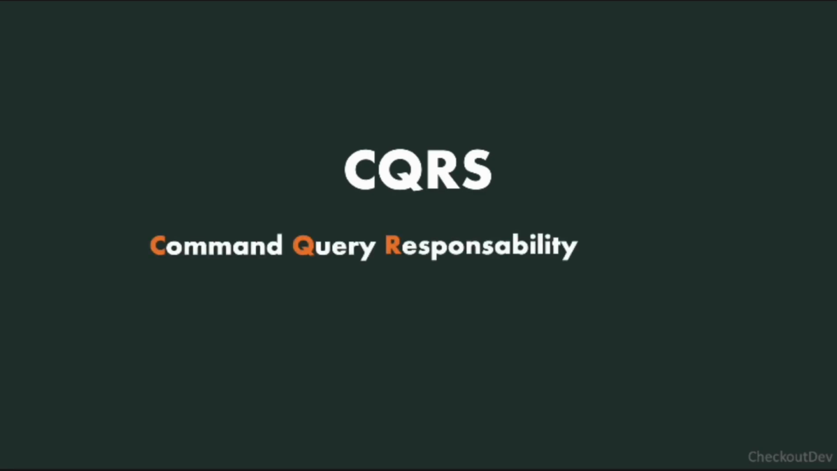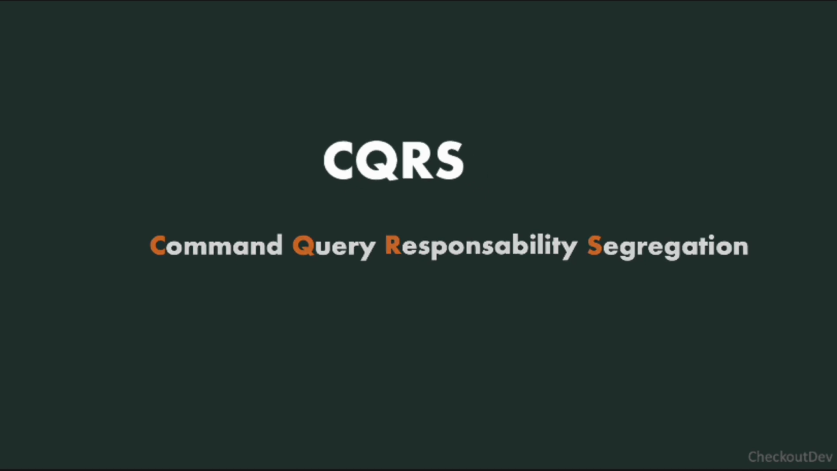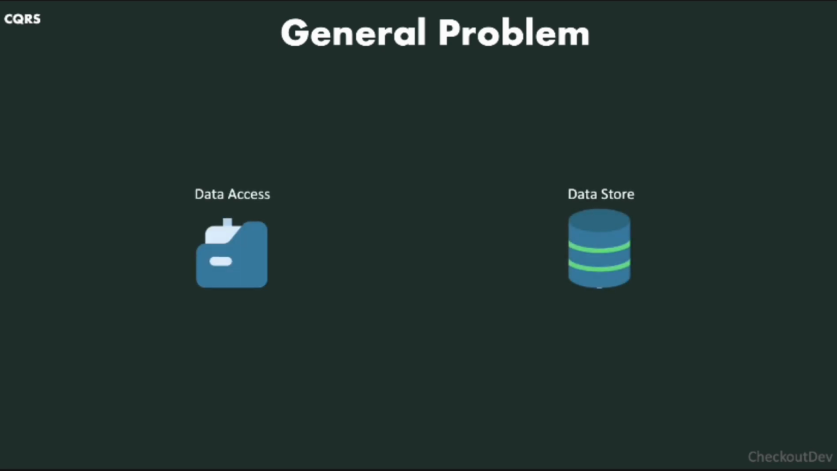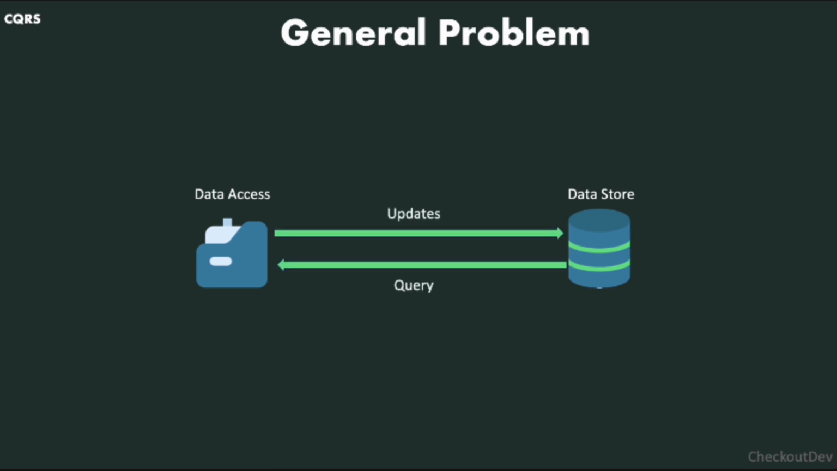Today we'll be talking about CQRS, which stands for Command Query Responsibility Segregation. Let's start by seeing what is the general problem in the traditional architecture. Basically, in traditional architecture, we'll be having a data access layer and the data store. The same data model will be used to update and also to query from the data store or from the database. That's simple and it works well for basic CRUD operation.